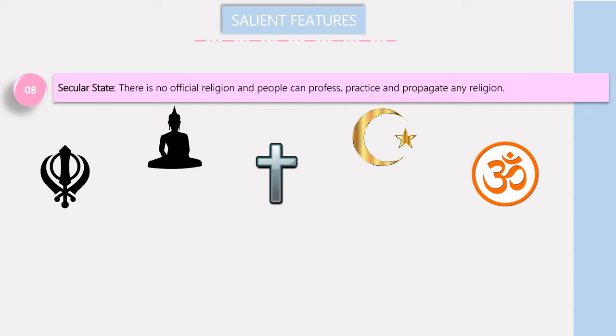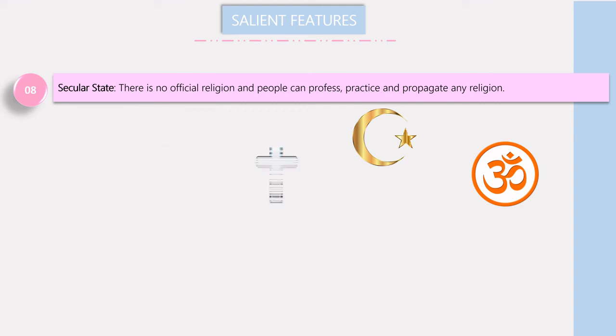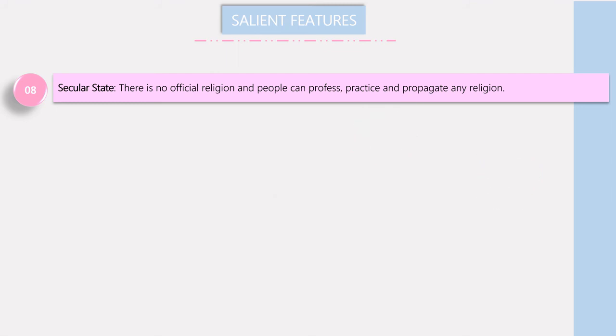Any educational institutions maintained by the state cannot provide religious instruction. The minorities have the right to establish and administer educational institutions of their choice. Thus, India gives equal respect and protection to all religions.